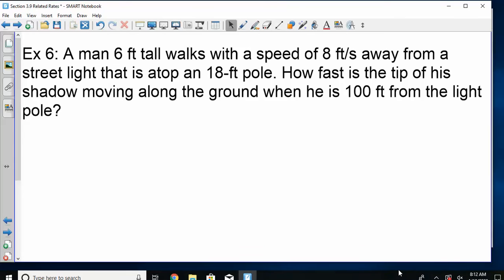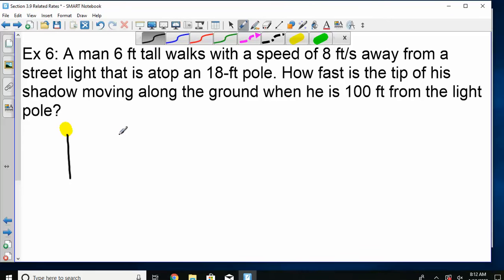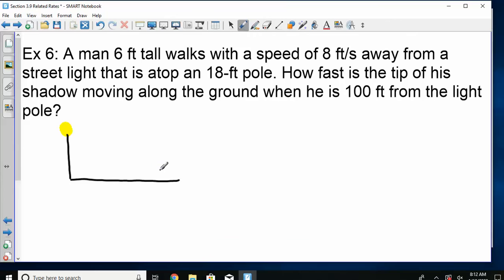So a man, 6 feet tall, walks with a speed of 8 feet per second away from a street lamp that is atop an 18-foot pole. So I saw a lot of triangles walking around. You've got your street light here. And we have, he is walking away from it. So you've got your person over here walking away.